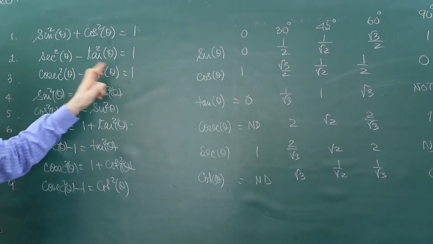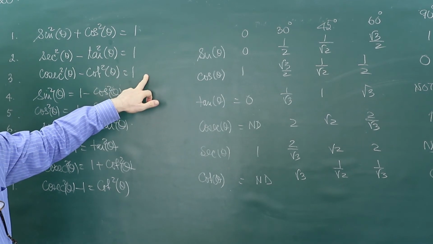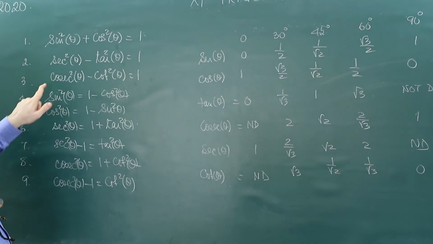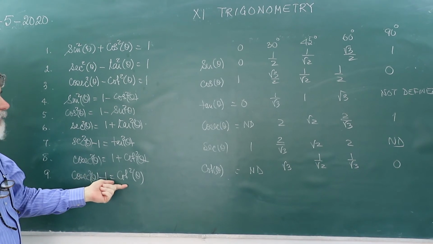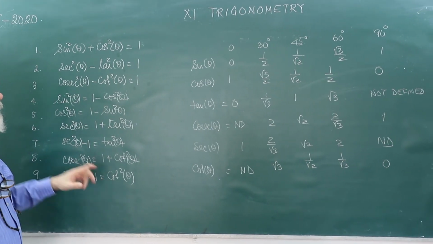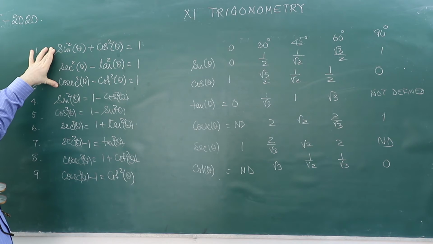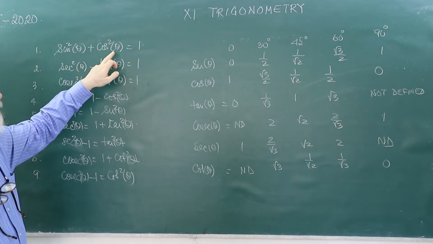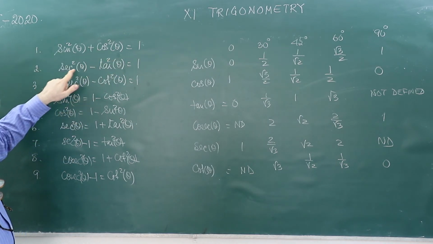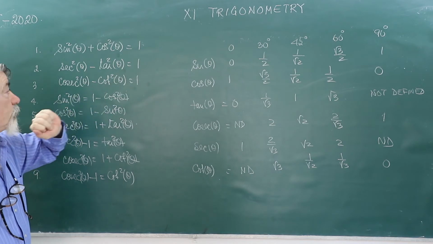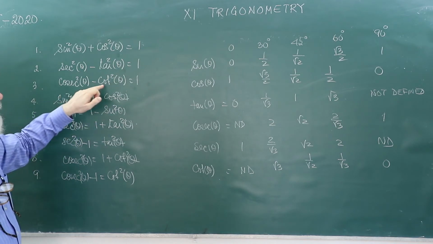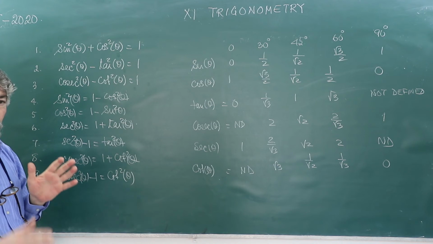Similarly, cosec square theta can be written as 1 plus cot square theta, or cosec square theta minus 1 can be written as cot square theta. So basically these are three relations: sine square theta plus cos square theta is equal to 1, sec square theta minus tan square theta is equal to 1, cosec square theta minus cot square theta is equal to 1.